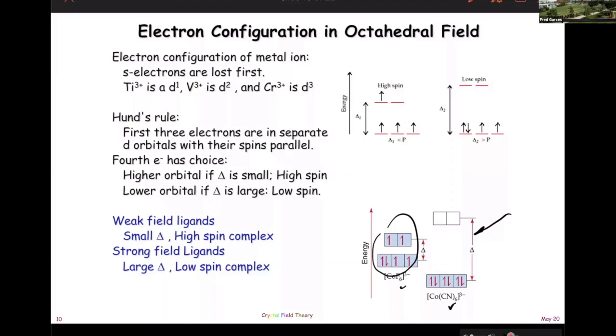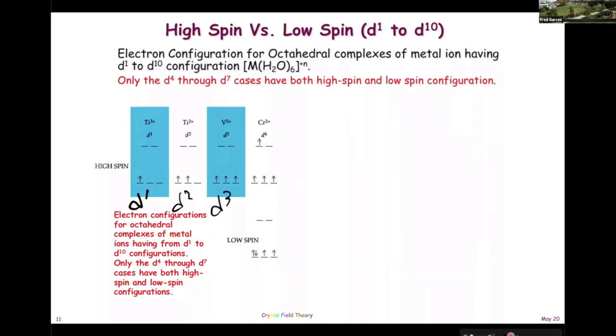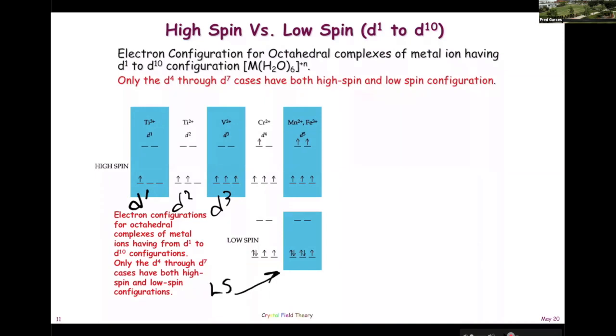One is fluorine, so you have a small delta. One is cyanide, so you have a large delta. So let's take a look at these real quick. In d1, it's always low spin. You have no choice. d2, it's always low spin. d3, it's always low spin. d4, you now have a choice. It can either be high spin or low spin depending on delta. d5, you also have a choice. It's either high spin or low spin, this is low spin down here, depending on delta.